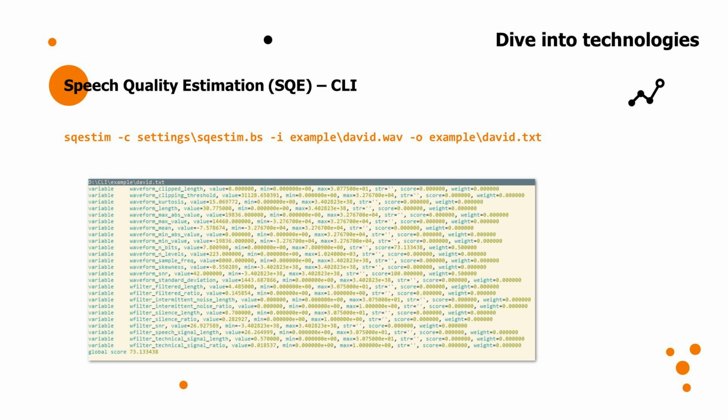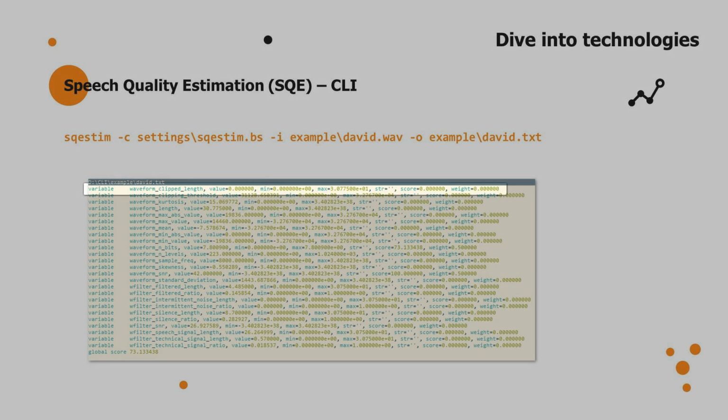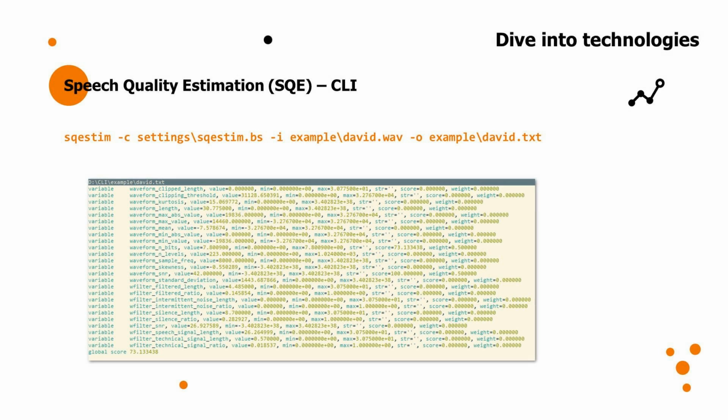The screenshot shows example of the output file. You can see, for example, the waveform clipped length variable on the first line. This variable says how much of the recording has clipped signal. Its value is 0, which means there is no clipping in this recording. The min token is 0 because the measure starts at the beginning of the file, and the max value is equal to the length of the recording, which can be found on the fourth line in the waveform length variable, and so on.